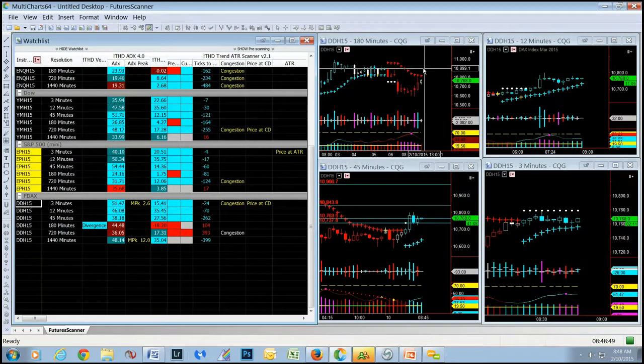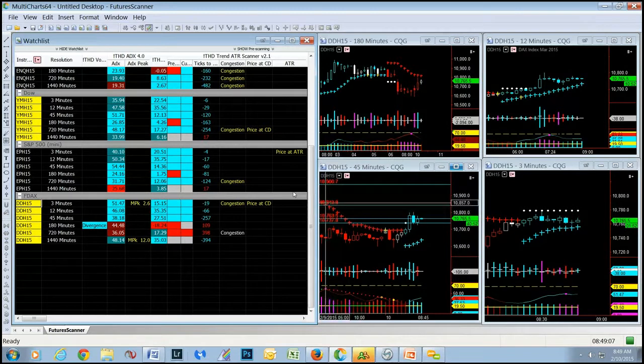Remember that the DAX does follow the Dow, okay? So this could break the ATR based on what the Dow is doing today. Does that mean I'm going to go long on the DAX? No. You know, it's got to show me that it has the power to go up, okay?